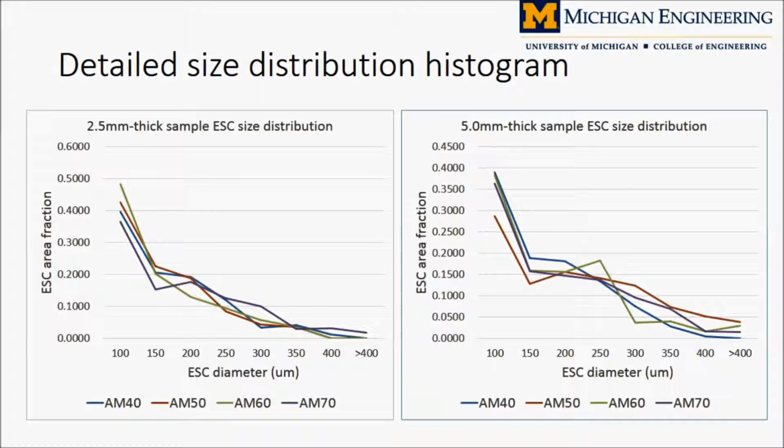For each composition and thickness, all recognized ESCs are classified into different size bins. For all alloys, ESCs with a diameter smaller than 100 microns cover about 40% of all ESC area. As the ESC diameter increases, the corresponding ESC area fraction decreases. For each sample thickness, curves of different compositions overlap each other, and for any certain size bin, there is no significant area fraction difference between different compositions. It is reasonable to conclude that alloy composition shows no significant effect on size distribution.